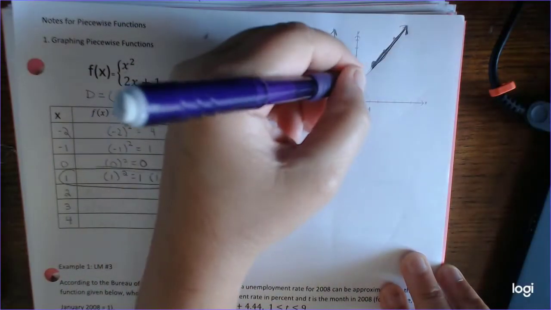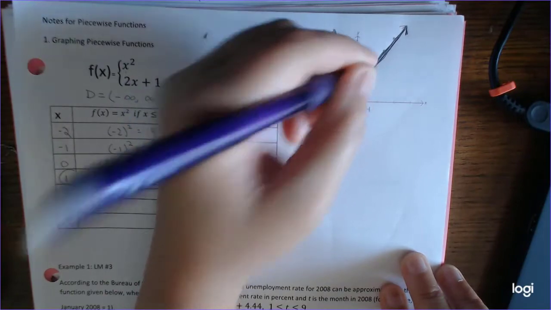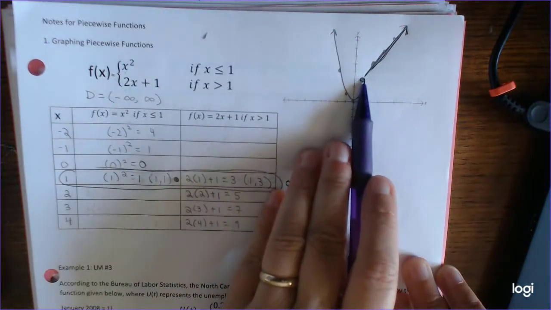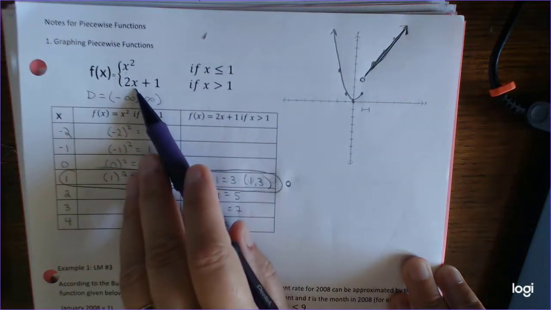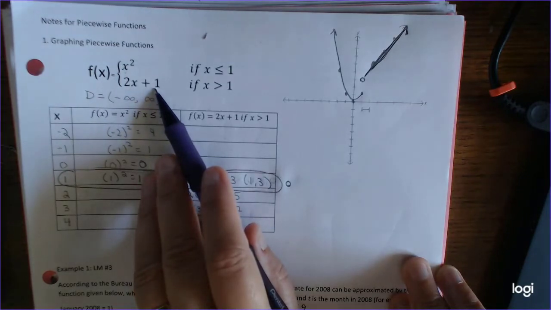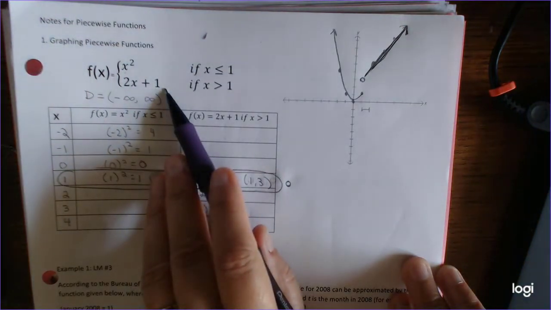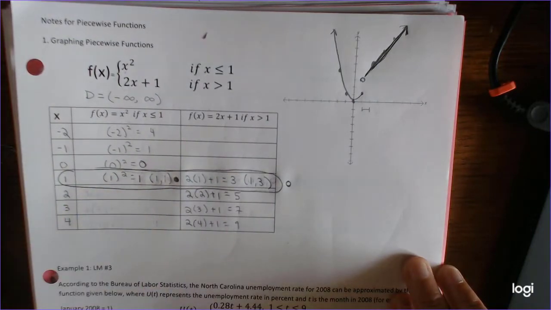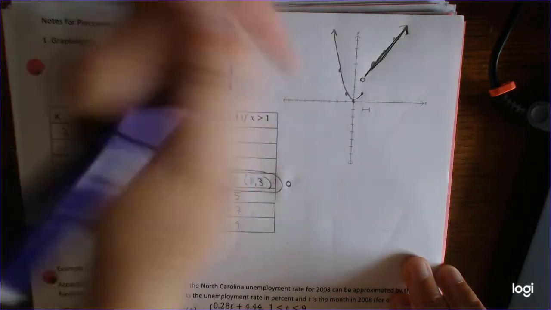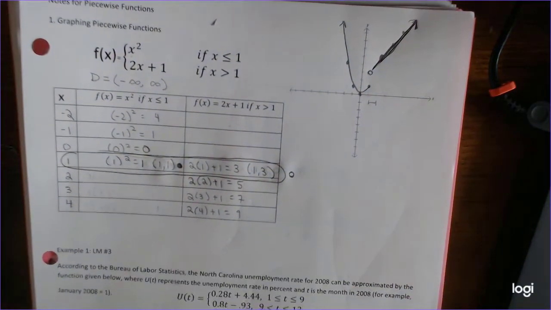You have to evaluate and get 1, 3, and that way now 1.1 is in the domain. When x is 1.1, y is 3.1, 3.2, and so forth and so on. So that's the tricky part to graphing a piecewise function. Alright, so that's the graph of a piecewise function.